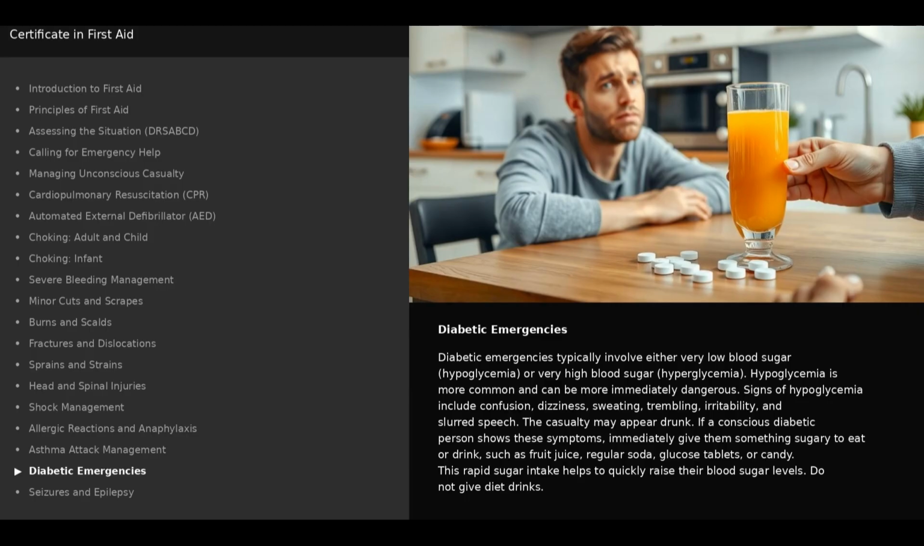If a conscious diabetic person shows these symptoms, immediately give them something sugary to eat or drink, such as fruit juice, regular soda, glucose tablets, or candy. This rapid sugar intake helps to quickly raise their blood sugar levels. Do not give diet drinks.